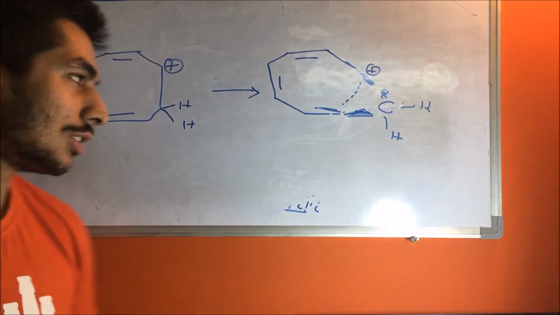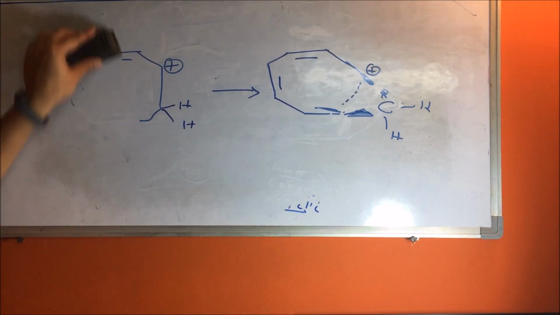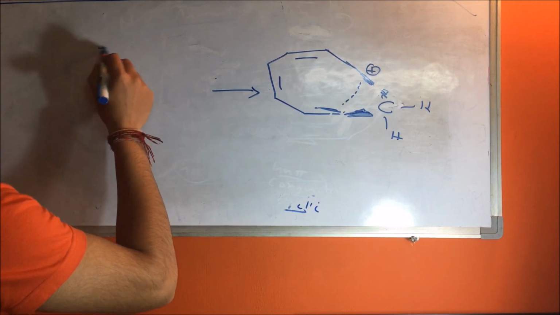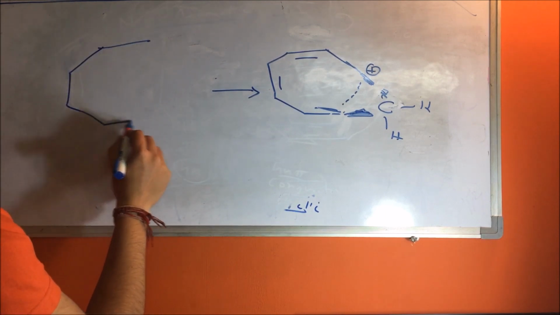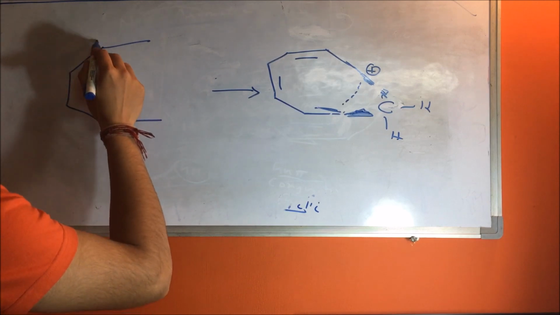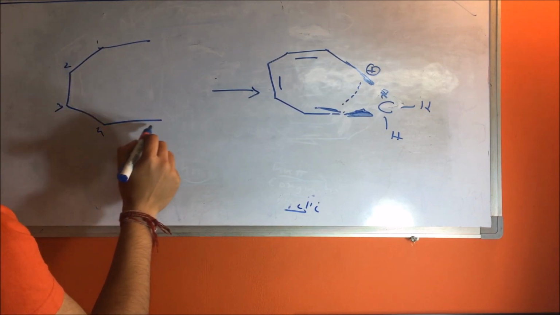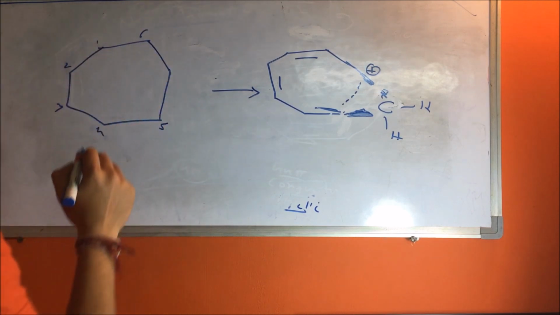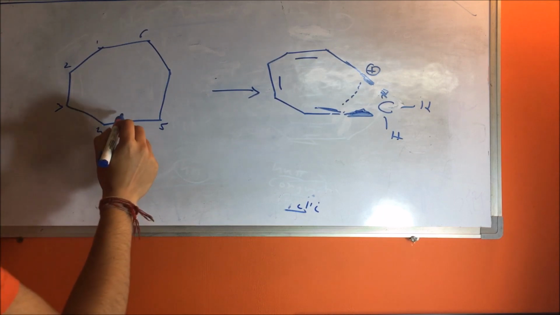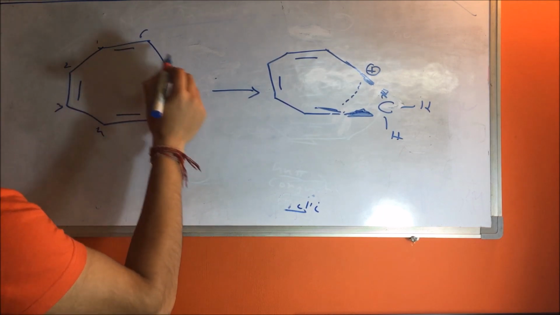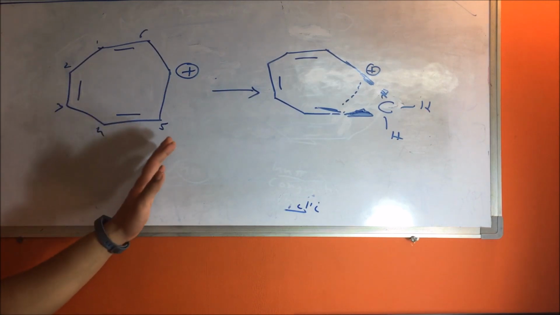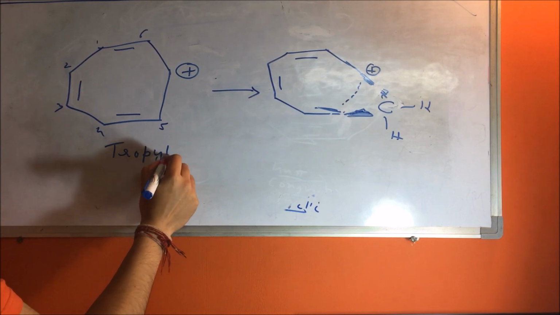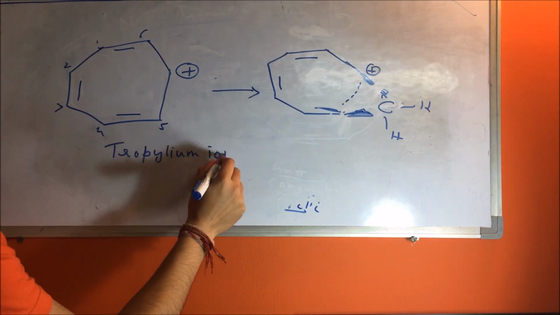One thing that I forgot was to draw one structure which is again aromatic, the tropylium ion. If I draw the tropylium ion, that is a 7-membered ring. So we have 1, 2, 3, 4, 5, 6, and then 7, like that. So this is your tropylium ion. It's a 7-membered ring with a positive charge. This is known as the tropylium ion.